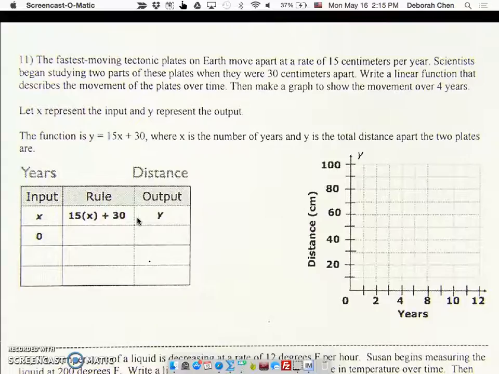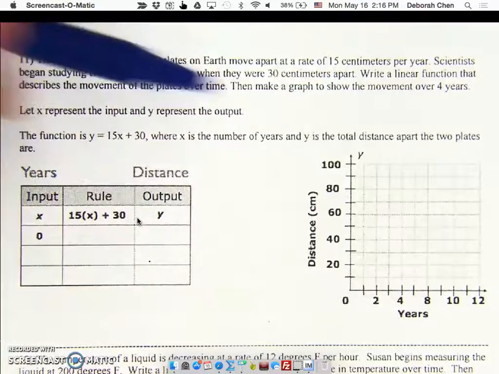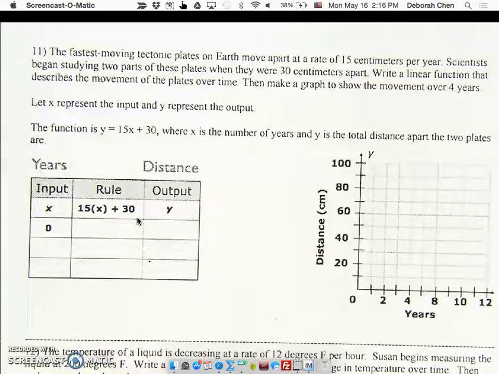Your graph is not going to be proportional relationship kind of looking. It's not going to go through that corner, because it's not starting at 0, 0. It's starting at 0, how many centimeters? 30. So we already know it's not going to be like that kind of graph. So they say write a linear function and then make a graph to show that movement. I already made that function for you. It's right here. Y equals 15x plus 30.